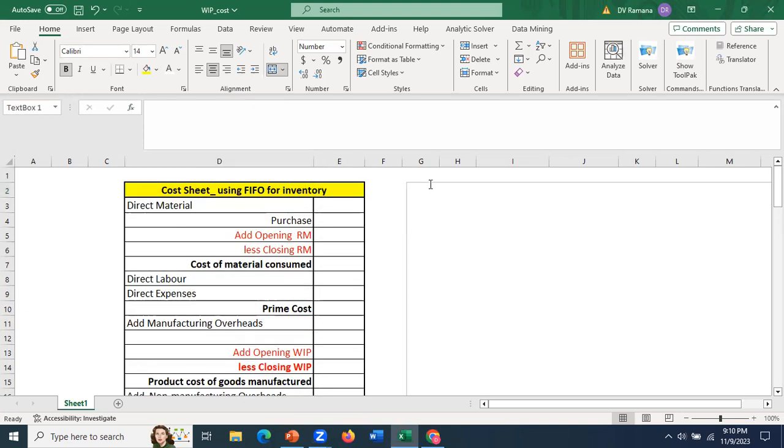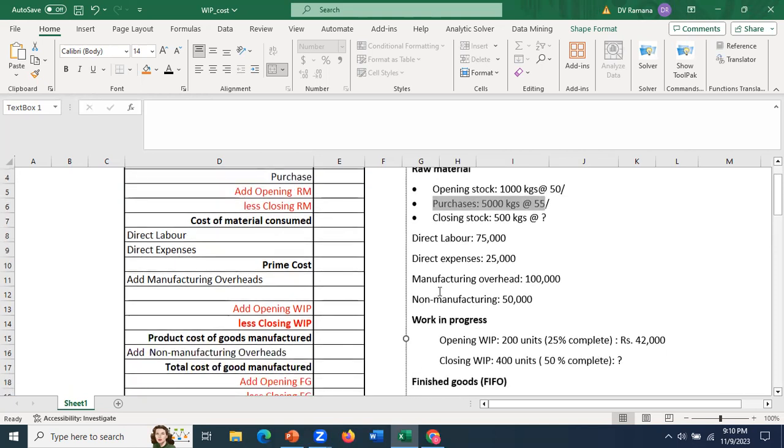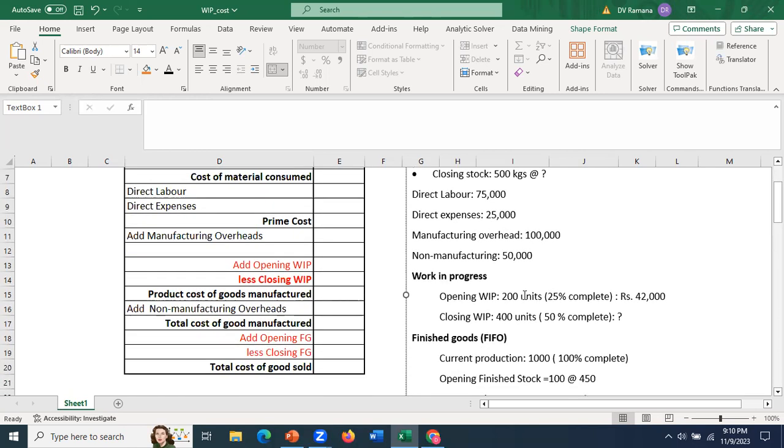But let us see a question, an exercise for that. For example, this is the cost information of a product for the month of October. During this month, the company purchased raw material, and there was already an opening stock of raw material and a closing stock of raw material. And then they incurred labor, direct expenses, manufacturing overhead and some non-manufacturing overhead.